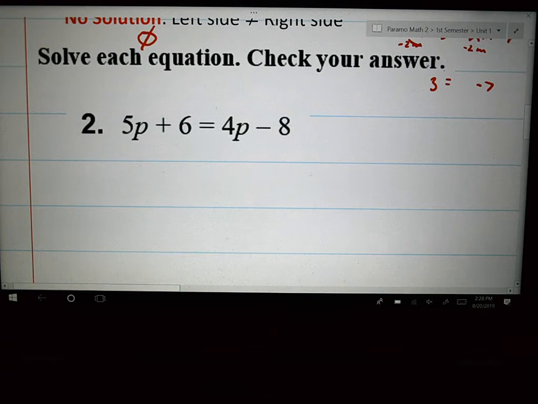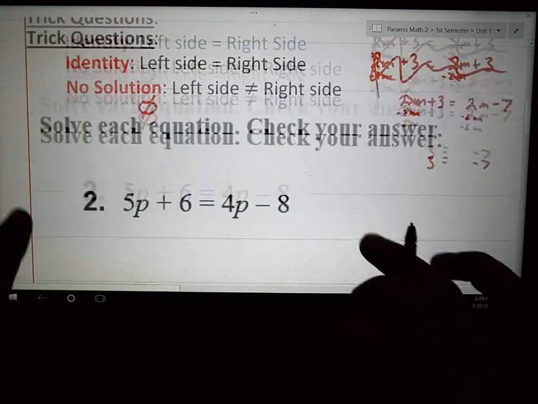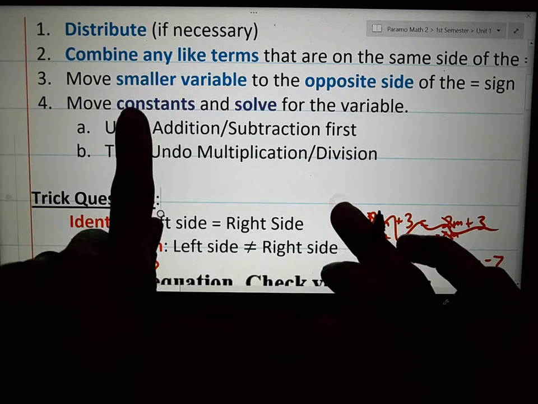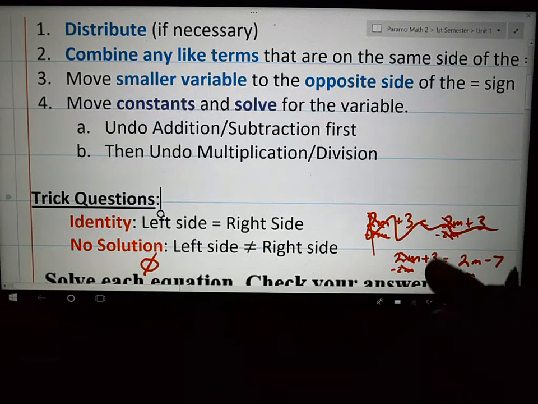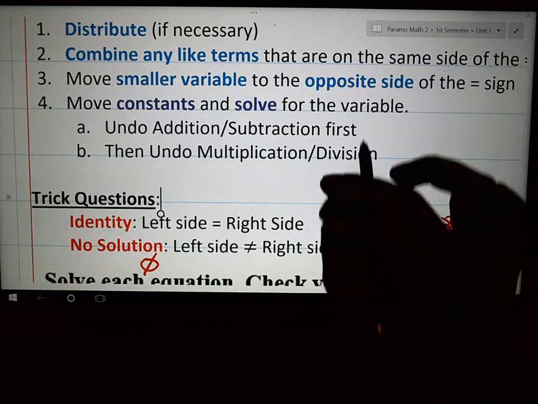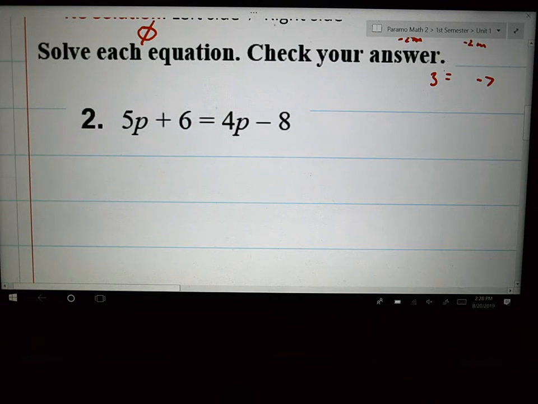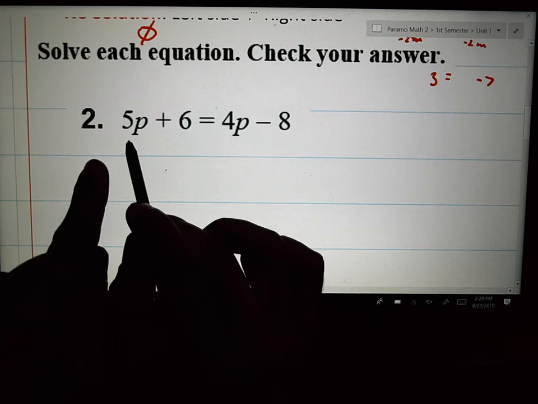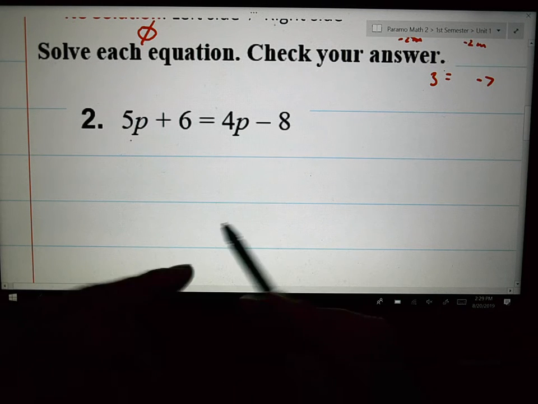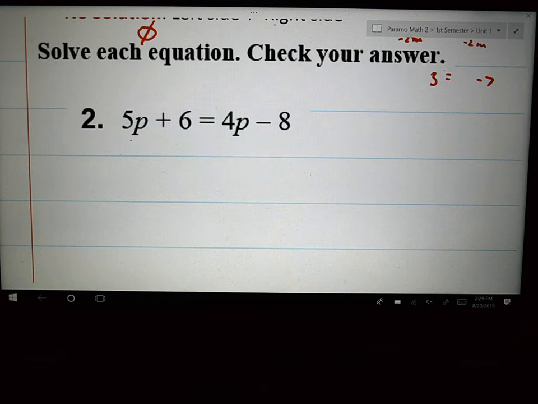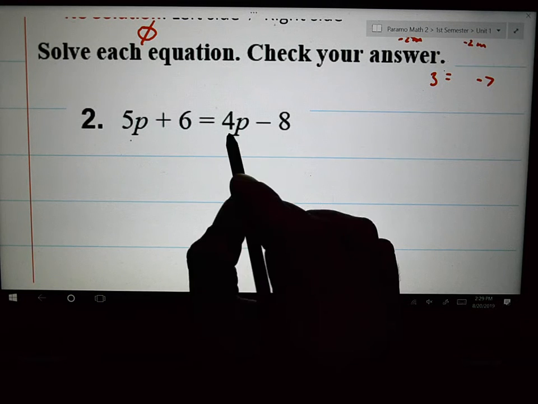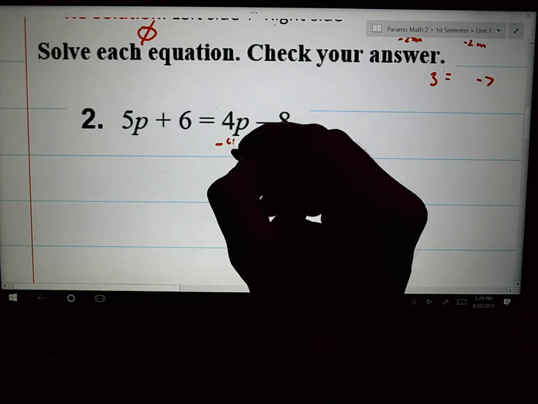Here's number 2. I do recommend that whatever is the smaller variable, that's the easiest one to move. So please always try to move the smaller variable like this. If you have a choice to move 5p this way or 4p this way, what's easier to move? 5 boxes or 4 boxes? I would move the 4 boxes. Instead of adding 4p, subtract 4p from both sides.